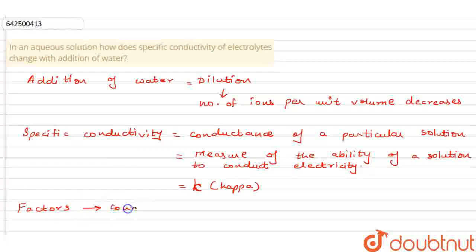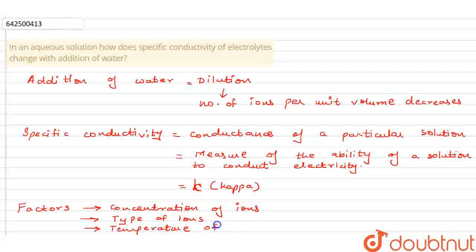Number one is the concentration of the ions. Second factor is the type of ions, whether it's organic, yes. And the third one is the temperature of the solution. Now, among these, the question which has been asked is actually concerned with the very first factor, and that's concentration of ions.